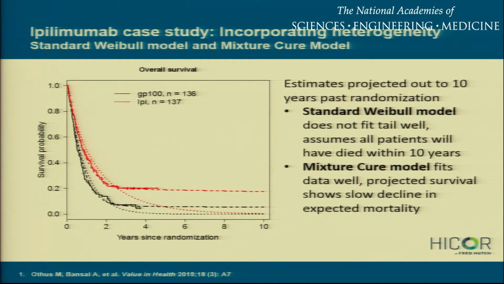If you do that, going back to this early ipilimumab pivotal study, you can see that a mixture cure model really fits the data much better, looking at the red and black extended curves versus the standard Weibull model, which is what economists would typically use. And that would probably include groups like NICE and the Australian Pharmaceutical Benefits Committee.